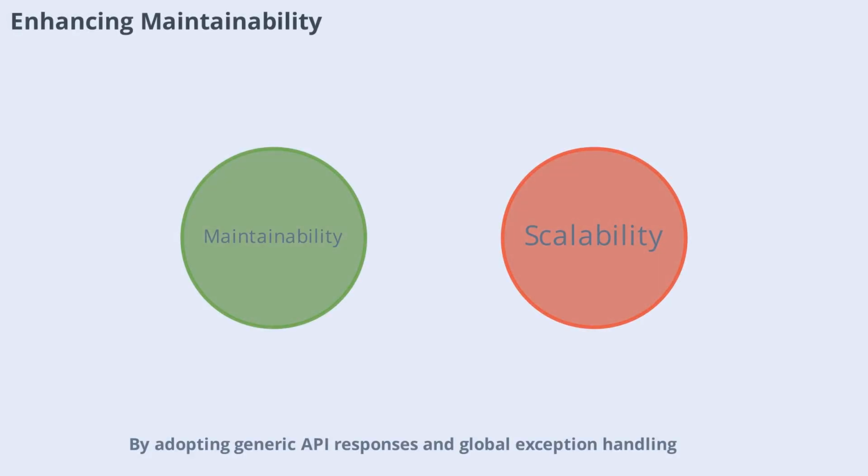Adopting generic API responses and global exception handling, you enhance the maintainability of your codebase. Future developers can easily understand response structures and error handling logic, making updates and improvements straightforward. This approach supports long-term scalability and reduces technical debt.